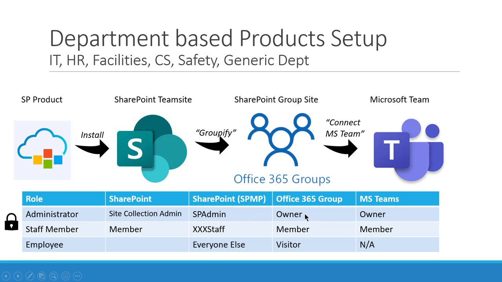Once you make it a group, Office 365 adds 3 different levels too. The administrator is known as an owner, the staff member is a member, and the employee becomes a visitor in here. And this is, again, the employee part of this is actually automatically taken care of, so you don't have to worry about this.